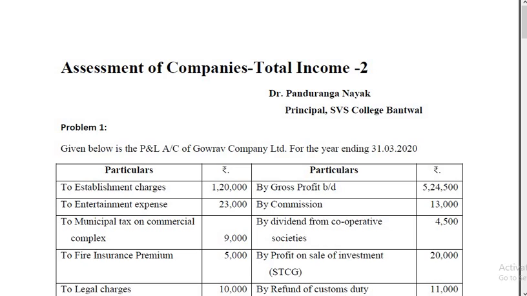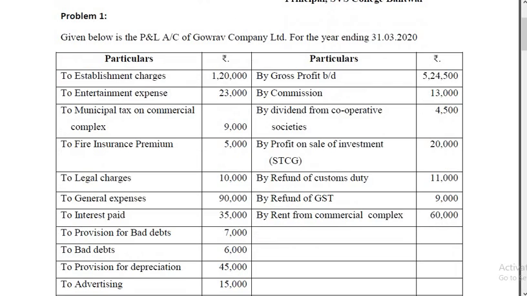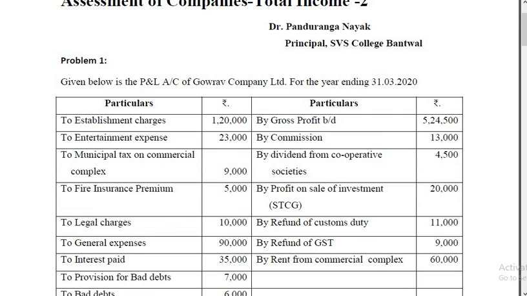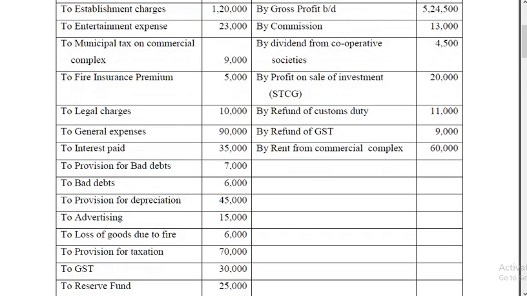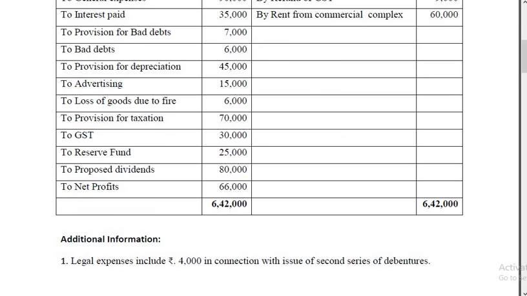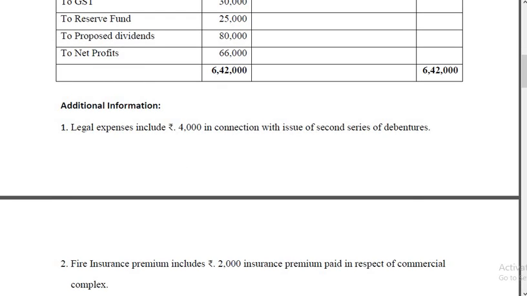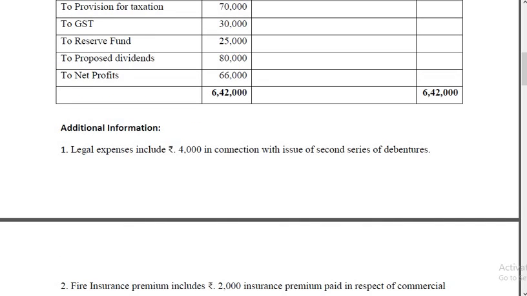Well, here is a problem. Given below is the profit and loss account of Gaurav Company Limited for the year ending 31st March 2020. So this is the profit and loss account of Gaurav Company Limited as on 31st March 2020. Okay, net profit is 66,000. Followed by that, some additional information is given. Let me explain the additional information given first, and then I'll come to the profit and loss account.